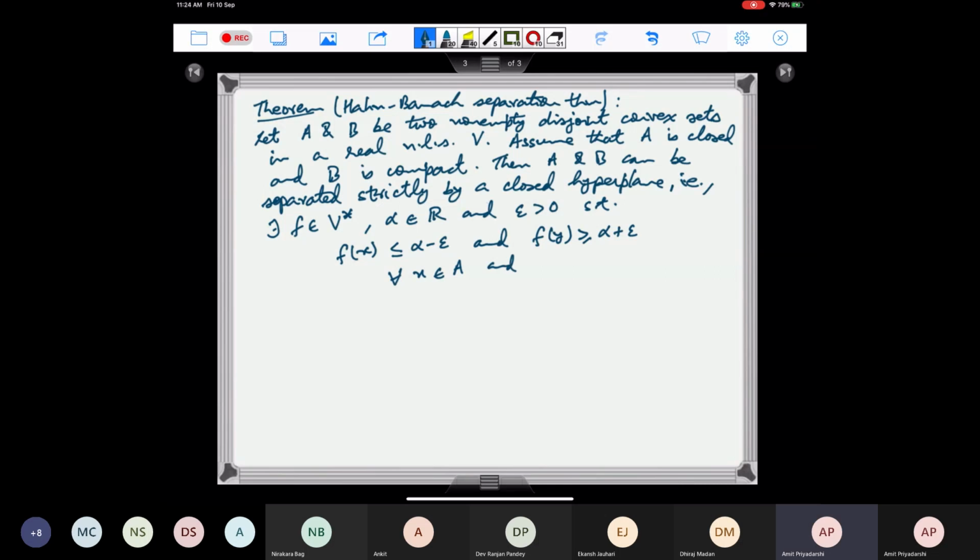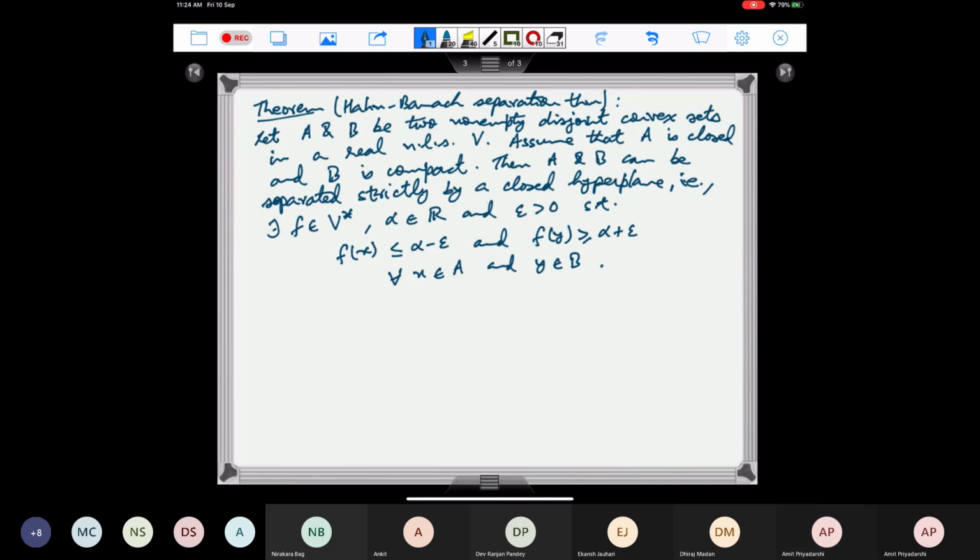and y in B. So here we are saying that there is some epsilon such that fx will be less than or equal to alpha minus epsilon and fy is bigger than or equal to alpha plus epsilon. In the previous theorem, we only said that there is some alpha such that fx is less than or equal to alpha and fy is bigger than or equal to alpha. Here we are saying that we can make fx less than or equal to some number smaller than alpha and fy bigger than or equal to some number bigger than alpha. So in particular, fx is strictly less than alpha and fy is strictly bigger than alpha.